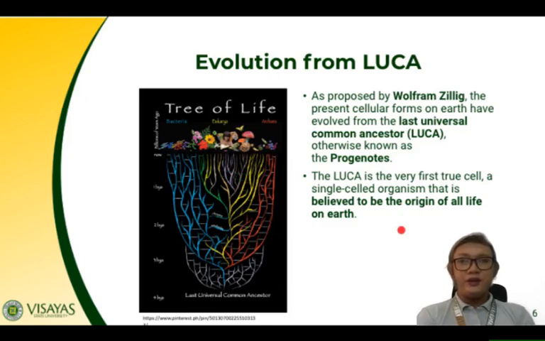So the present types of cells are believed to have evolved from the LUCA, or the last universal common ancestor. And this is proposed by Wolfram Zillig. He said the present cellular forms on Earth have evolved from the last universal common ancestor, the LUCA, which are also otherwise known as prokaryotes. So the LUCA is the very first true cell. This is a single-celled organism that is believed to be the origin of all life on Earth.